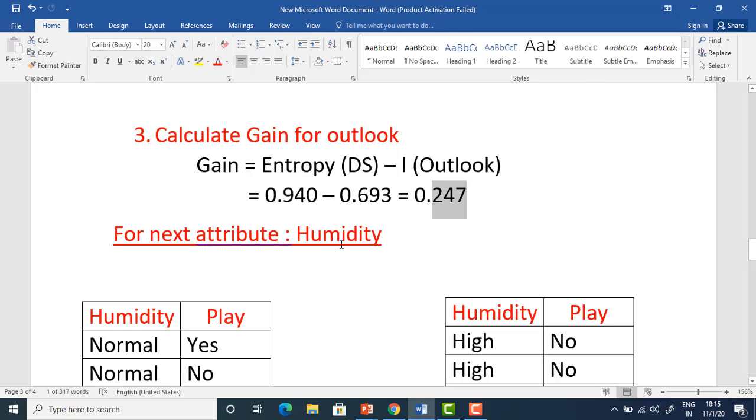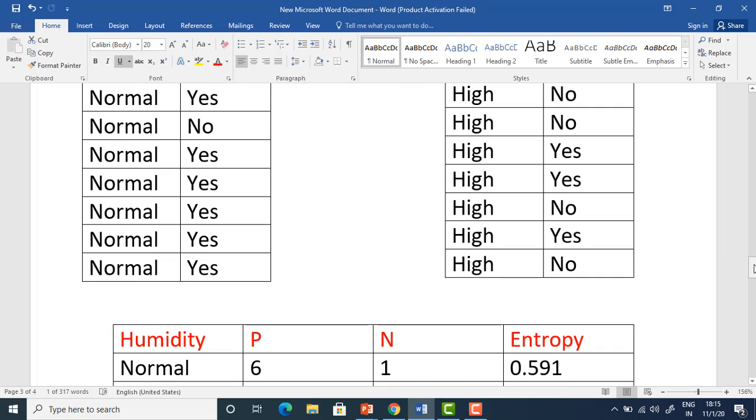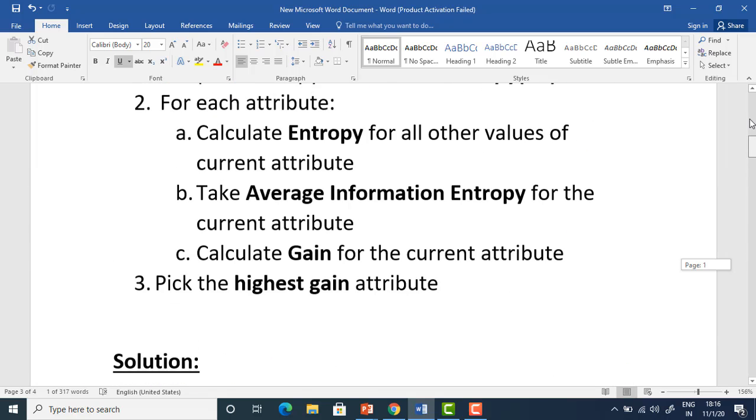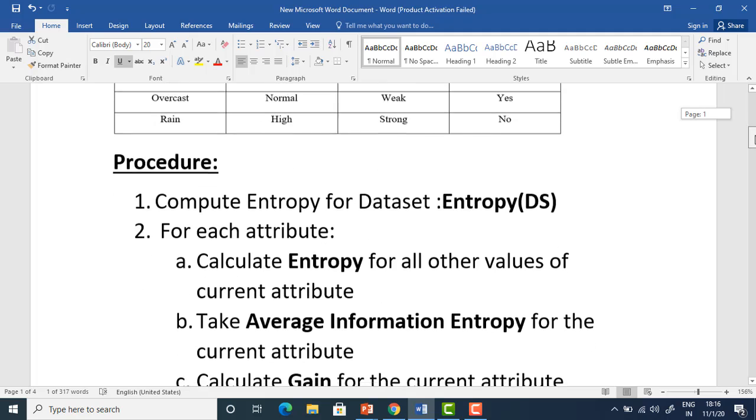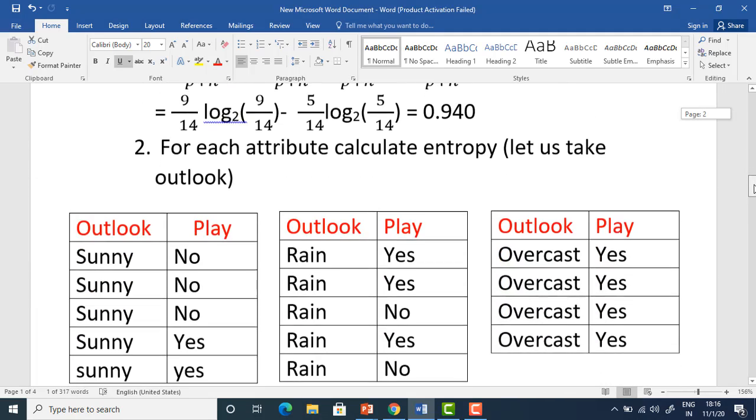Similarly, we have two more attributes: one is humidity, another one is wind. Follow the same procedure for these attributes also. Calculate the entropies for each value, find out the average information entropy, and calculate the gain value. So again, draw the same tables. In the humidity attribute, we have only two values, one is high, another one is normal. For high, take the positives and negatives, and for normal also take the positives and negatives. Draw a table. It will be easy for you to calculate the P's and entropies.